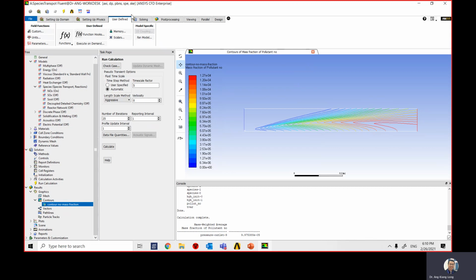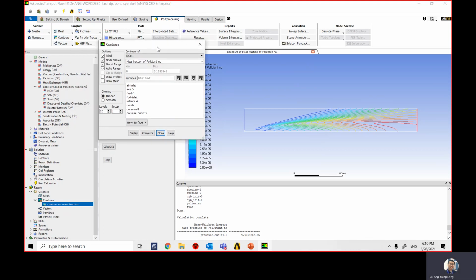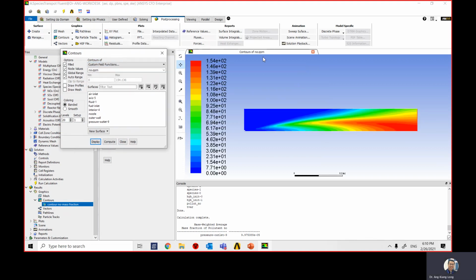After that, we will ask the computer to show the contour based on the formula that we put in. So you go to Post-processing, Graphics, Contour, and then Edit. Just now we keyed in one formula, which is the number of ppm. So go to Contours of Custom Field Function, number of ppm. Then you click Display. So this is the number of ppm inside the contour for NO, nitrogen oxide.